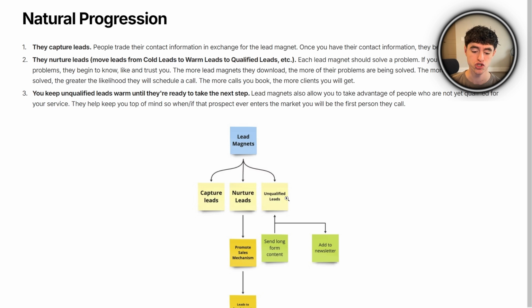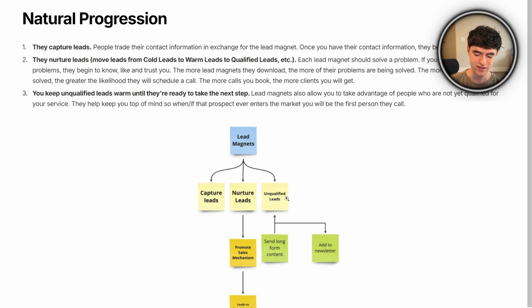Each lead magnet should solve a problem. If you solve people's problems, they begin to know, like, and trust you. The more lead magnets they download, the more of their problems are being solved. And the more problems being solved, the greater the likelihood they will schedule a call. The more calls you book, the more clients you will get.